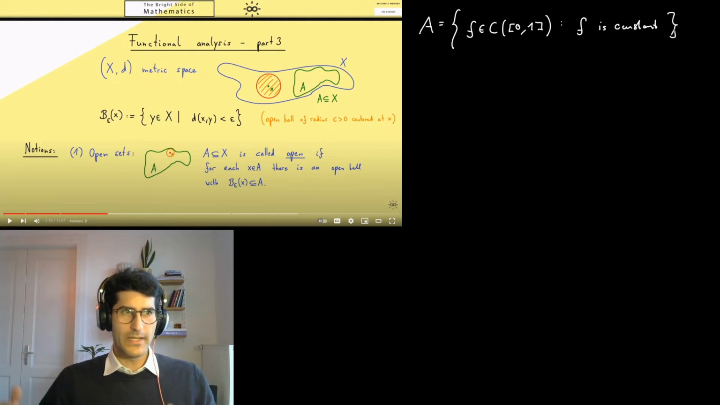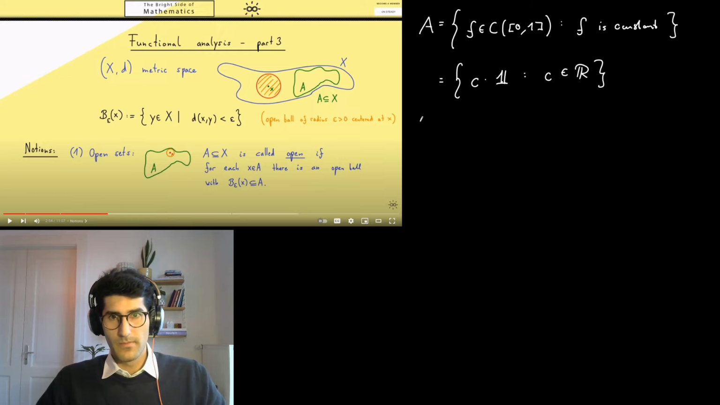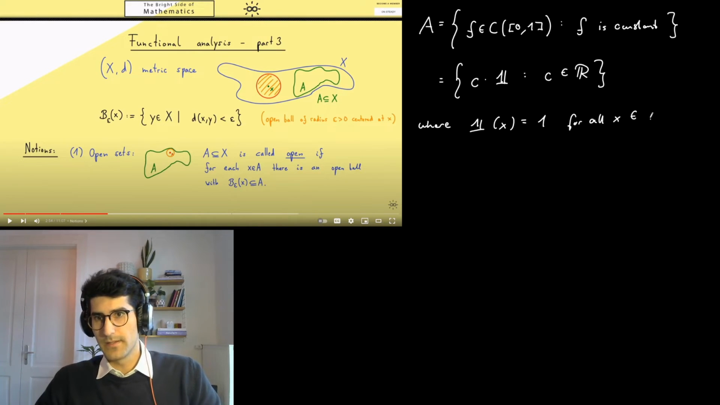So you all know what a constant function is. It is a function that only takes one value. And one way to express this is by saying that the function is of the form constant times the function 1, for a constant element of the real numbers. So 1 is just the function 1 of x equals 1 for all x in the unit interval.